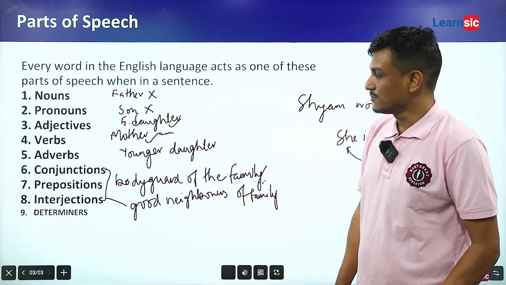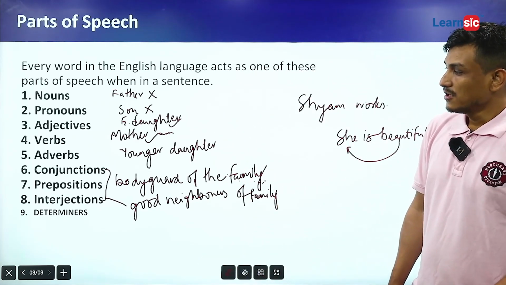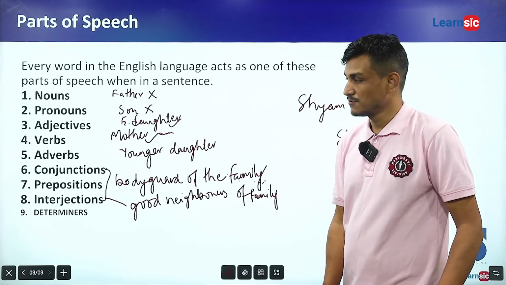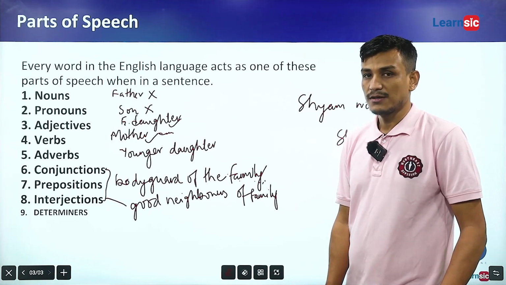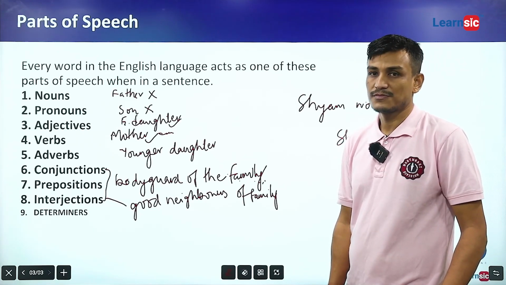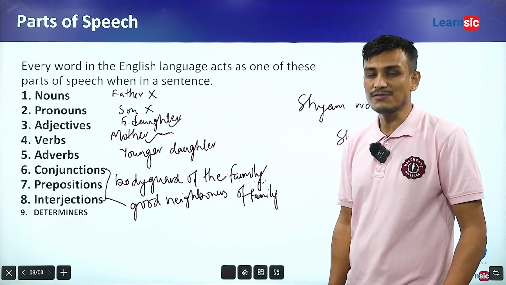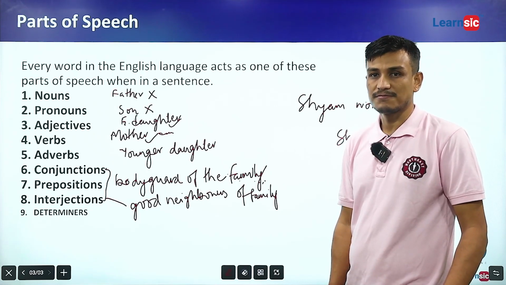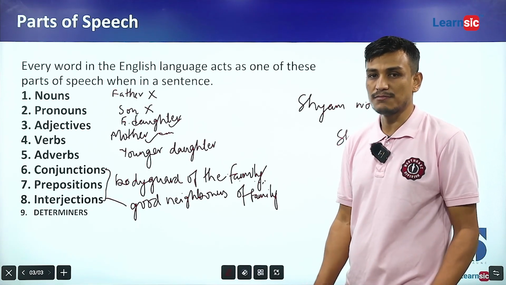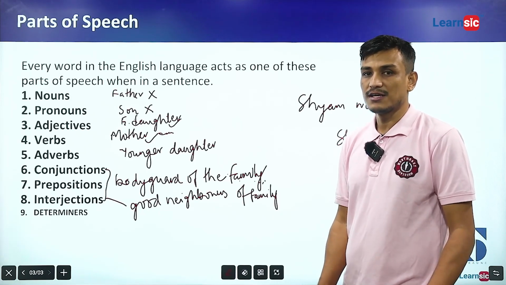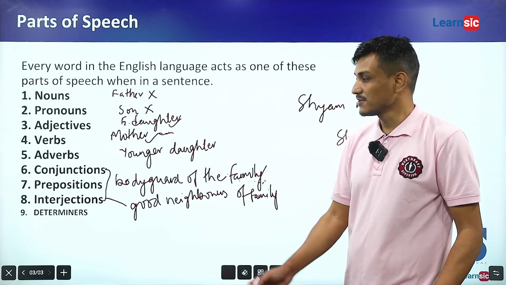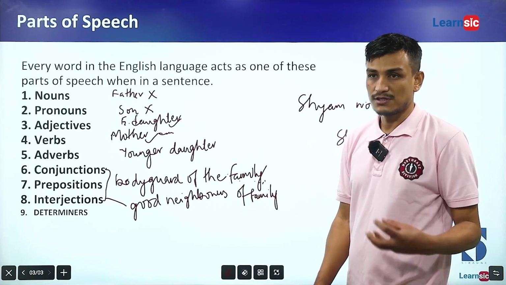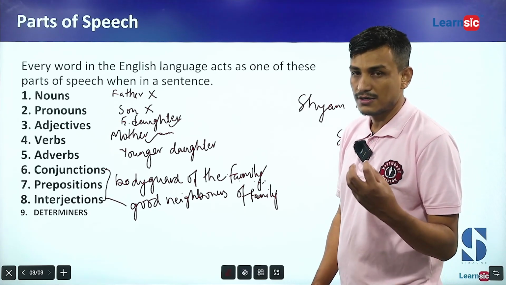Now let me go to conjunctions. Conjunctions are joining words. Conjunctions and interjections, I have called them, what to say, good neighbors of the family. When do good neighbors come into our house? When there is a happy or sad occasion. When there is a happy occasion, they come for celebration. When there is a sad occasion, they come for sharing some sadness with us. This is what our neighbors do as well.